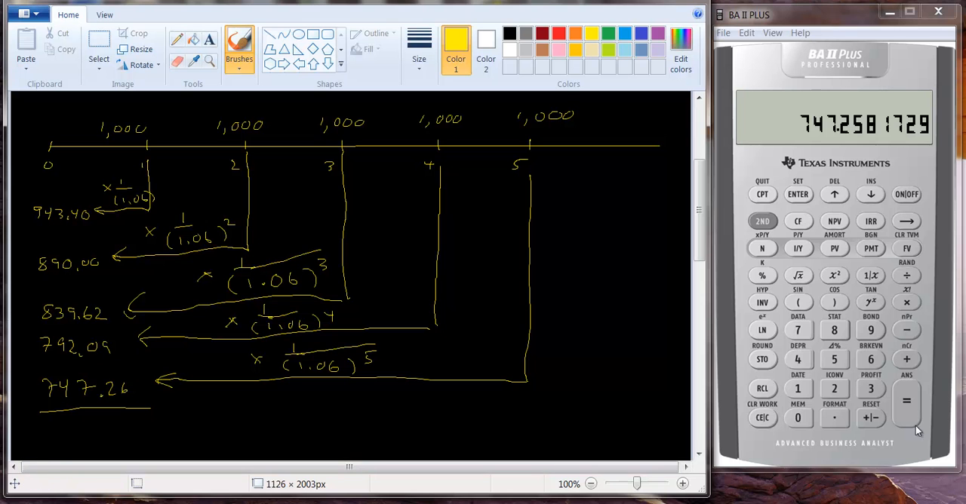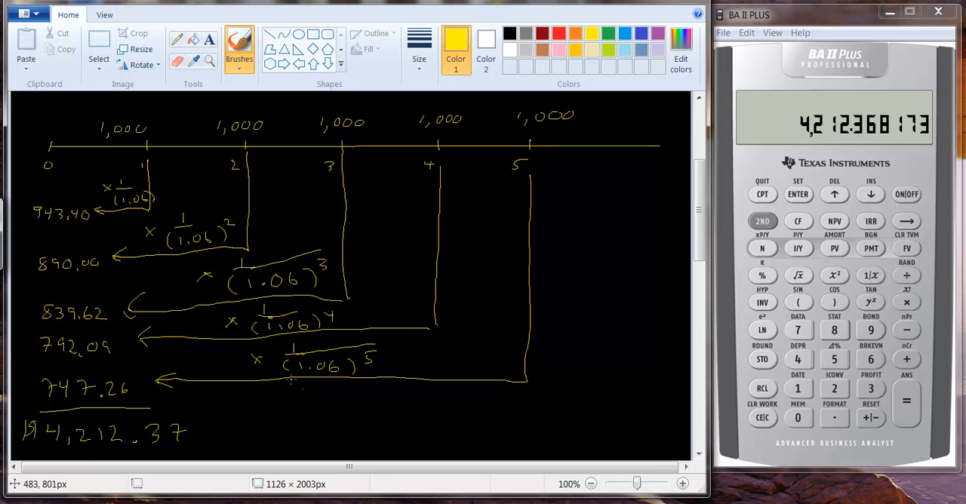So now all we have to do is add up these five numbers. Okay, we've got the last one in there, so we'll add going back up: 747.26, then add 792 and 9 cents, plus 839.62, plus 890, and then plus 943.40. And we get $4,212.37.